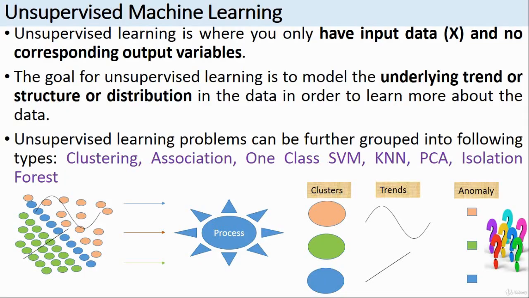So there are multiple techniques, multiple algorithms, multiple ways to do unsupervised machine learning. A few of them which are quite important and we'll learn as well: clustering, association, one class SVM, KNN, PCA, isolation forest. So in this session we'll learn clustering. One class SVM we have already learned. KNN will learn. PCA will learn. Association and isolation forest will be learned.